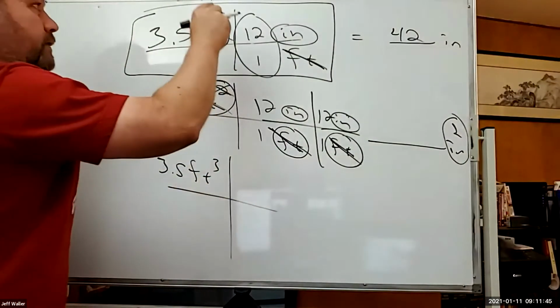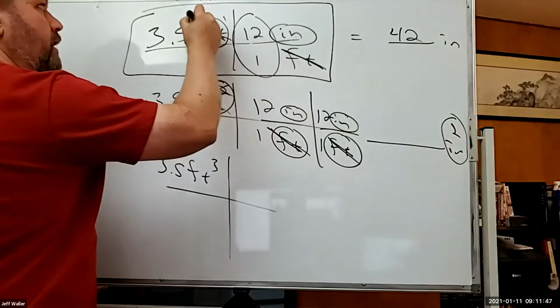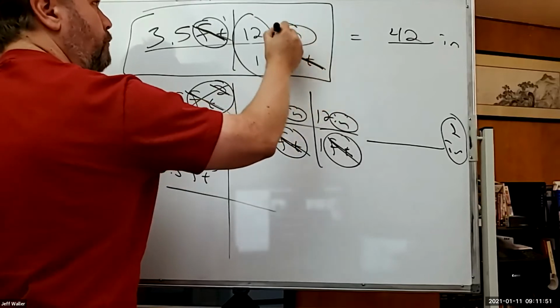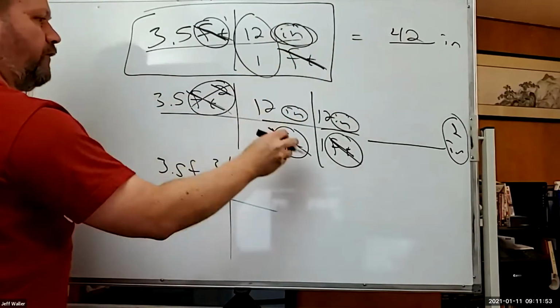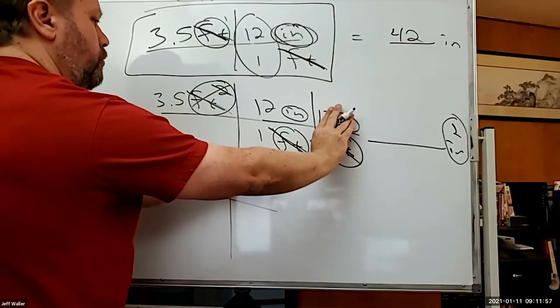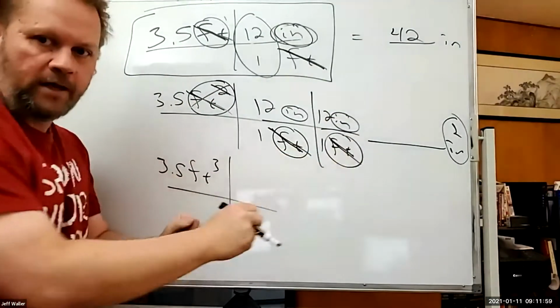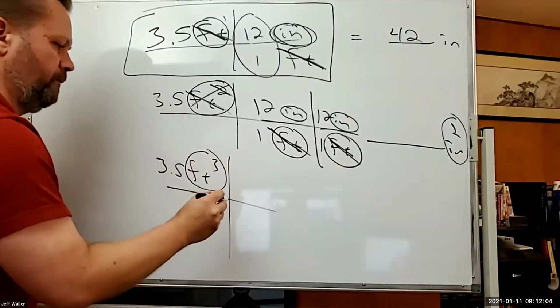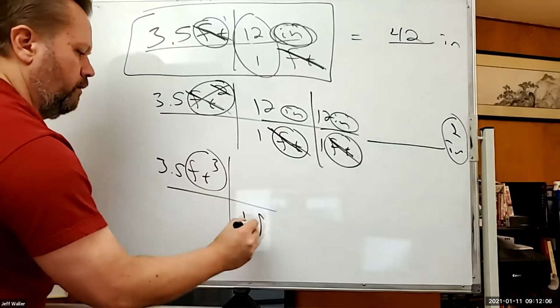Does it make sense? The exact reason we do this once is because I've killed my old units. Am I where I want to be? Yes, I'm done. If I do this once, have I killed both of these? No. I've got to do it one more time. So here, how many am I going to have? Because I have cubic feet, 3.